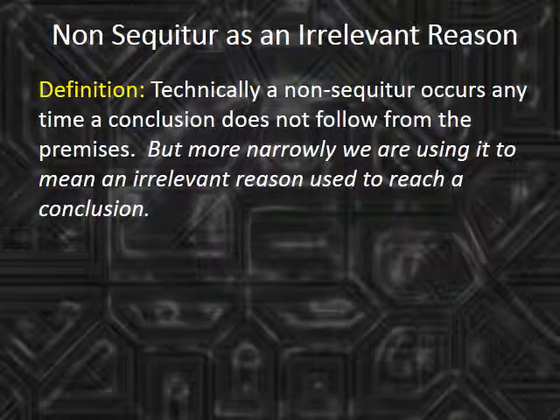Okay, the non sequitur. Technically, non sequiturs occur any time a conclusion does not follow from the premises, but here we mean it more narrowly to mean an irrelevant reason. So an ad hominem attack, or an appeal to tradition, or an argument from ignorance would all be non sequiturs. You can use the term non sequitur as a catch-all for irrelevant reasons that don't fall into one of the other fallacy categories.